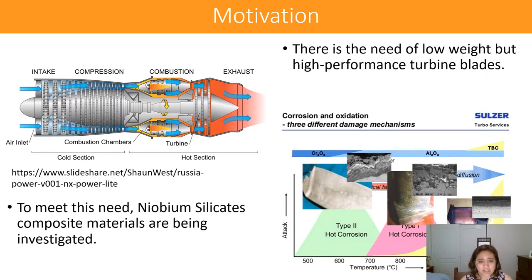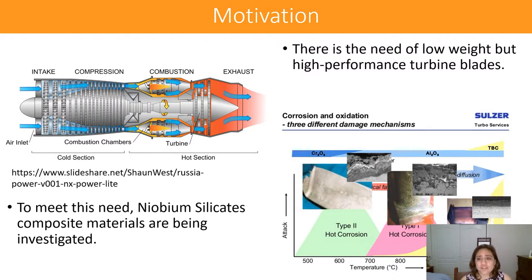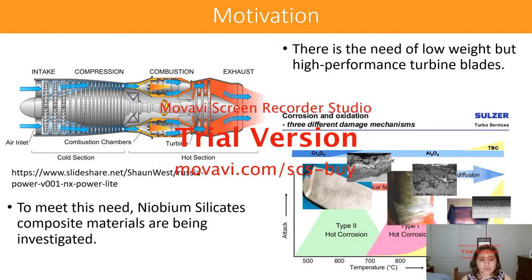the turbine blades are subjected to high temperatures at the exhaust section of the turbine. So there is a need for low weight but high performance turbine blades. To meet this need, niobium silicide composite materials are being investigated.